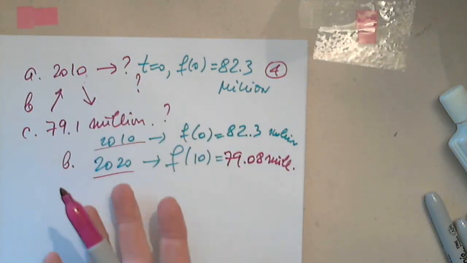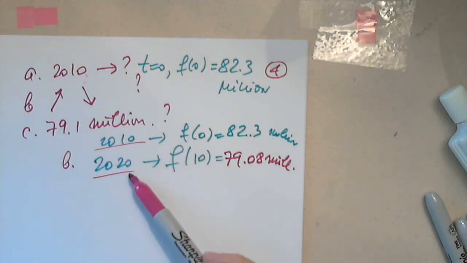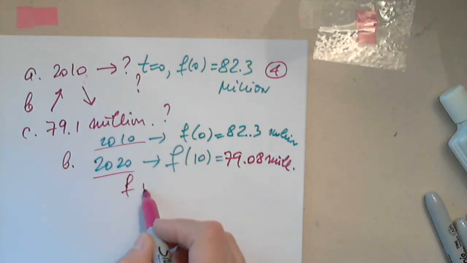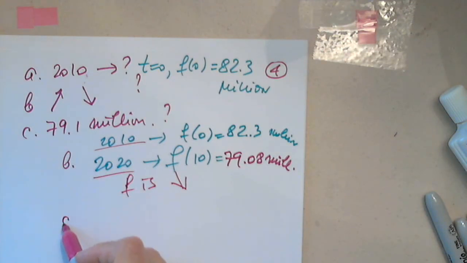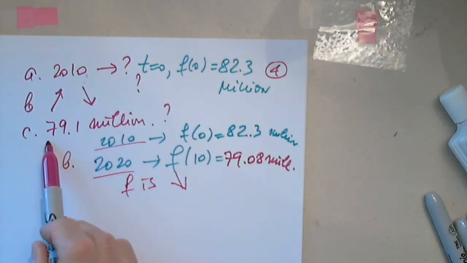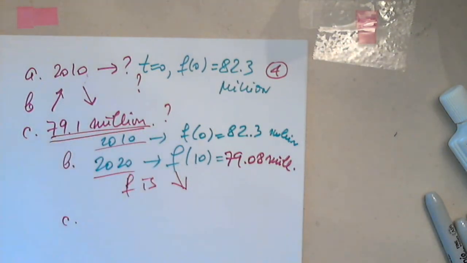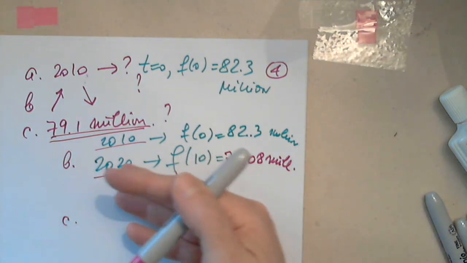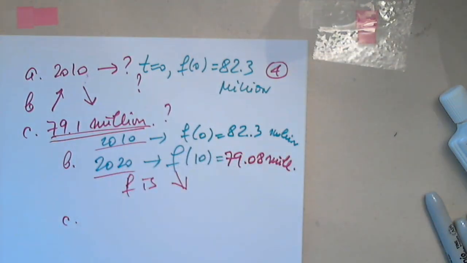I just picked 2010 and 2020 arbitrarily because I already had that, so I just picked another year, and obviously it's decreasing, so f is decreasing. And part C, we are asked to find when will the population be 79.1 million. You can say you already found it, true, but that was just for our calculation in part B. Let's assume we don't know that. How do I determine when the population will be 79.1 million?